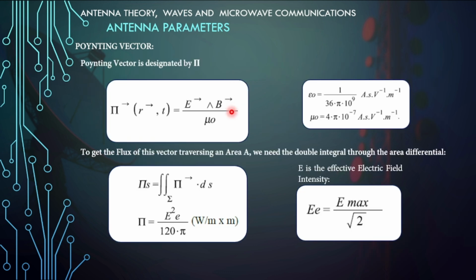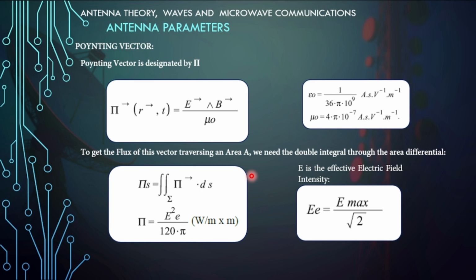So the Poynting vector, which is capital Pi, not the pi of the circle, 3.14, but another pi representing the Poynting vector. Pi RT is equal to E, the rotational multiplication with B, the vectorial product between two vectors, divided by mu 0. To get the flux of this vector traversing an area, we need to integrate Pi through that area, the S or the A, if you will.